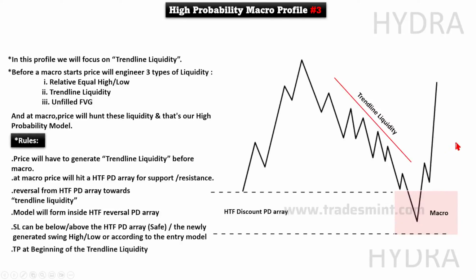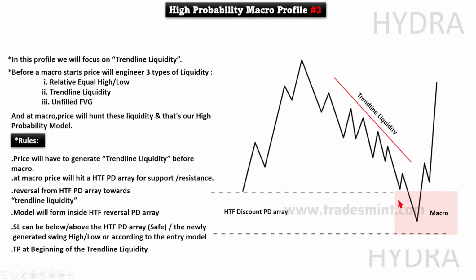TP at the beginning of the trend line liquidity. Once we identify the trend line liquidity, where will we put our take profit? Now we already know where we will put our stop loss. Our stop loss will be below the discount PDRA, right?